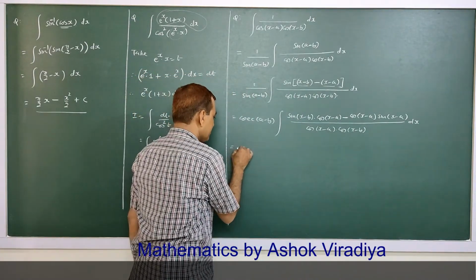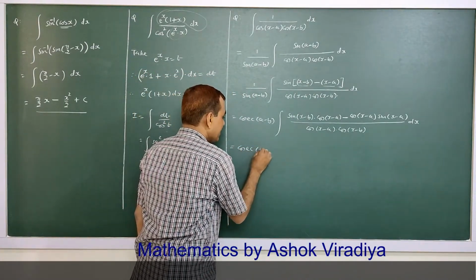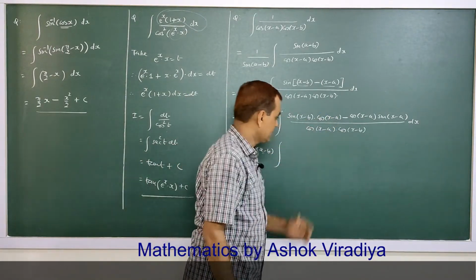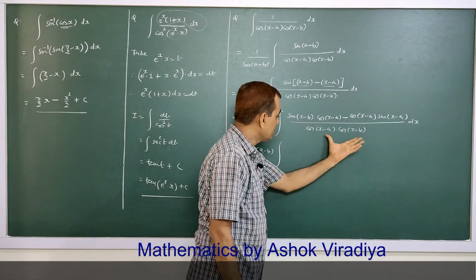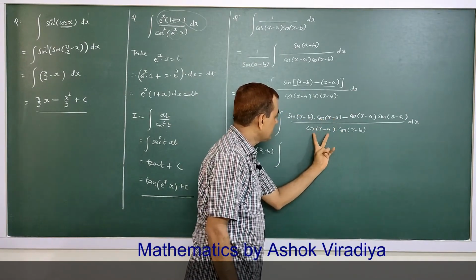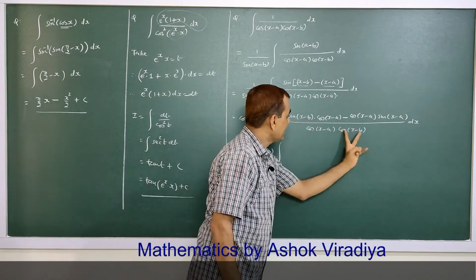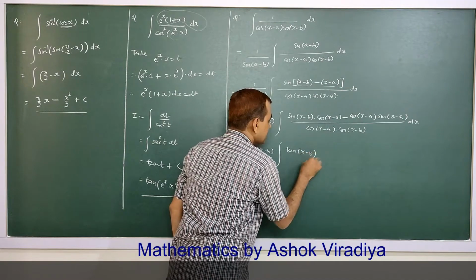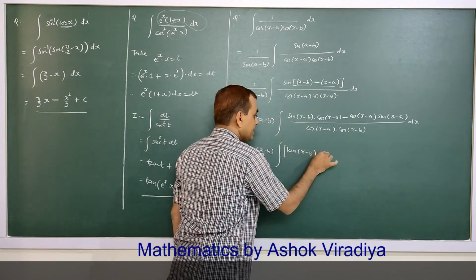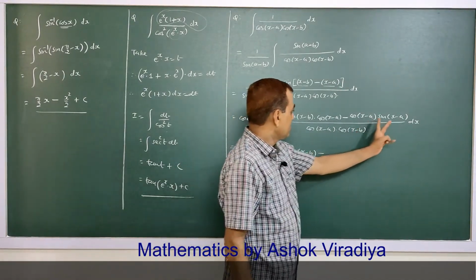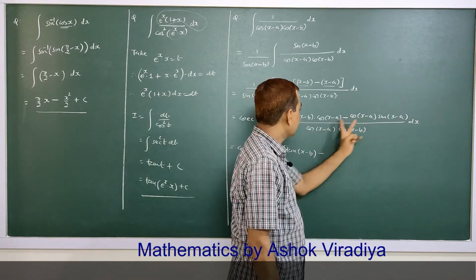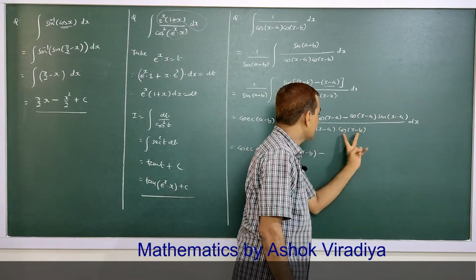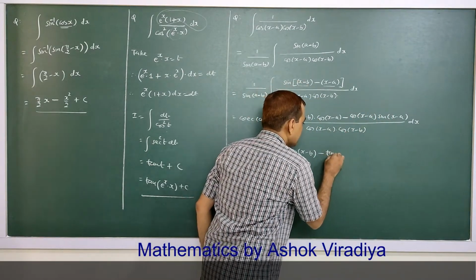that is cosec of a minus b. Now dividing this individually, dividing the first term, this will be cancelled. So what is left? Sine by cos, tan of x minus b, minus, here cos of x minus a is cancelled. So what is left? Sine by cos, tan of x minus b.